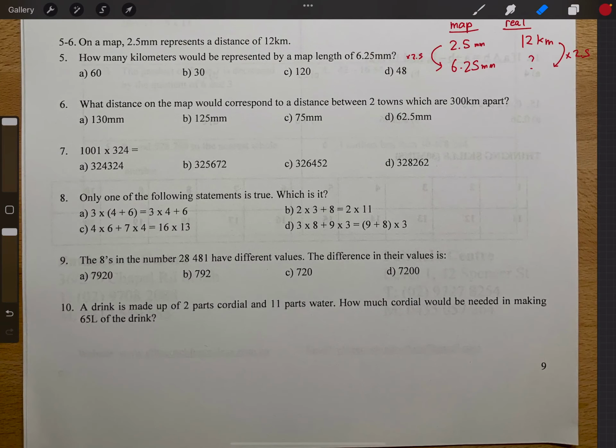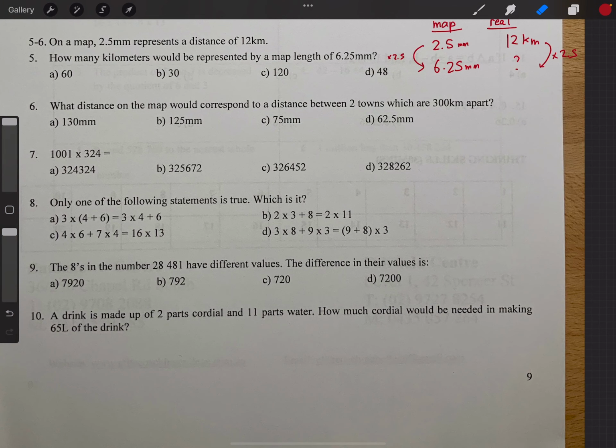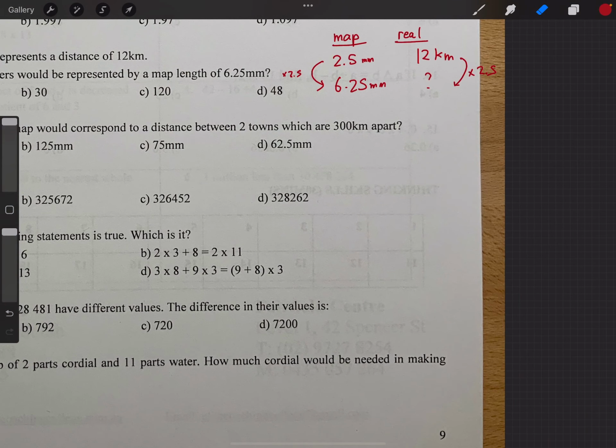Okay, next one, question 6. What distance on the map would correspond to a distance of 2 towns which are 300 kilometers apart? So again, you have the map and you have the real life distance. Now we know that 2.5 millimeters is 12 kilometers in real life. Now the question is, if it's 300 kilometers, what is this? How many millimeters would be on the map? So now we need to know how much larger is 300 compared to 12.